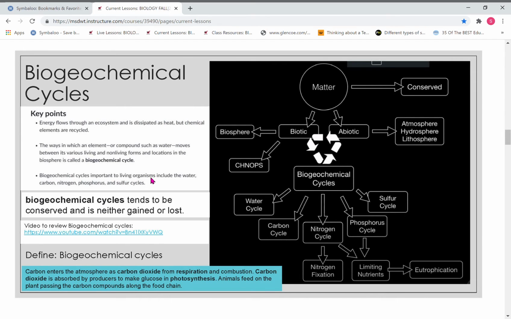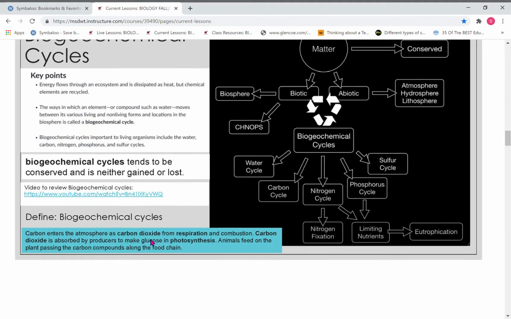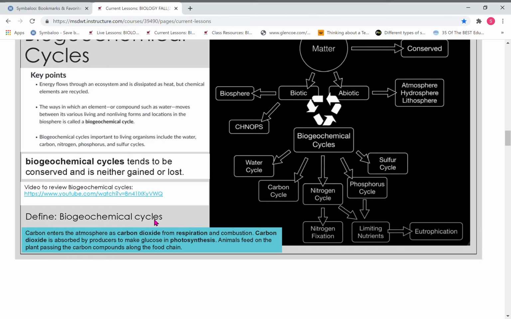Biogeochemical cycles are important in living organisms. We know that because we use these cycles as well. We talked about the water cycle, the carbon cycle, the nitrogen cycle, the phosphorus cycle. We didn't talk about the sulfur cycle, so you don't need to worry about that. Here's a video to help you with remembering these details. Okay, so remember, you're going to need to know these cycles or be able to define biogeochemical cycles on the test.